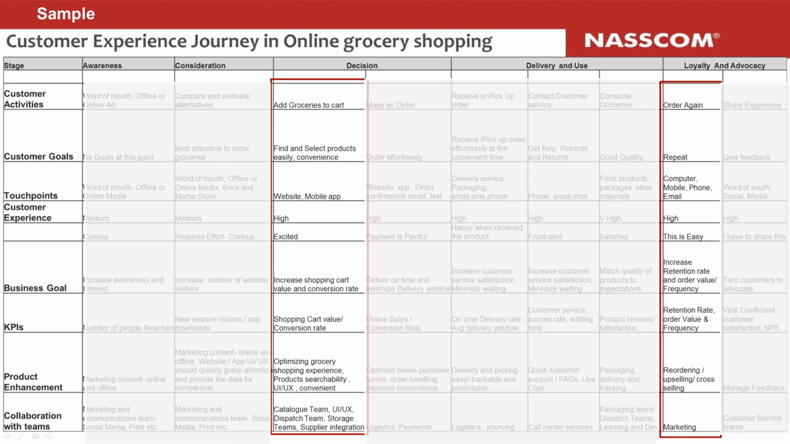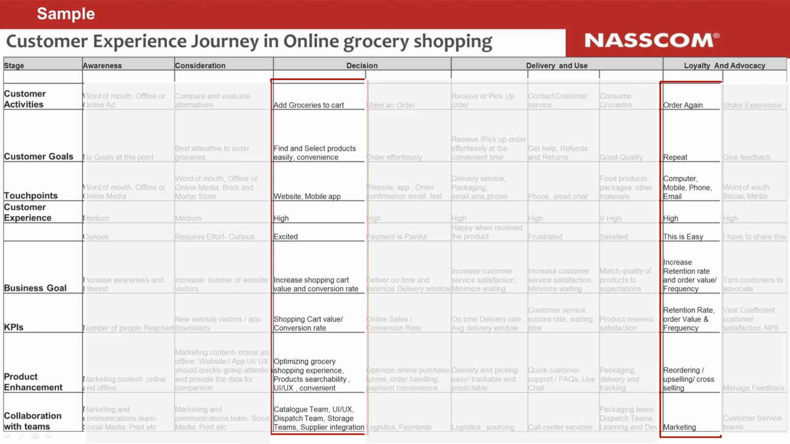Touch points are all about mobile, website, and app. What about customer experience? It's very high. So business goals is all about increasing shopping cart value and conversion rate. You should also talk about the KPIs: shopping cart value, conversion rate, etc.